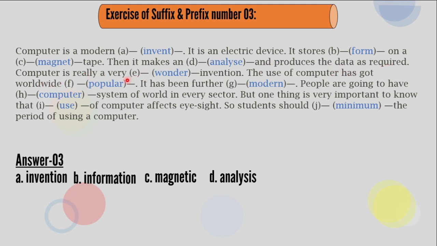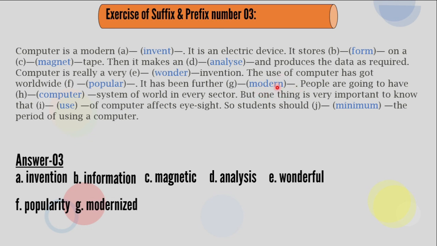Computer is really a very dash invention. So wonder invention won't be, it will be wonderful invention. The use of computer has got worldwide dash, popular is there, so what will it be, popularity, right? It has been further dash, modern is there, so further modernized, day by day becoming modernized. People are going to have computer, so the system, computer means the system is not used, people are using computerized systems, of the world in every sector.